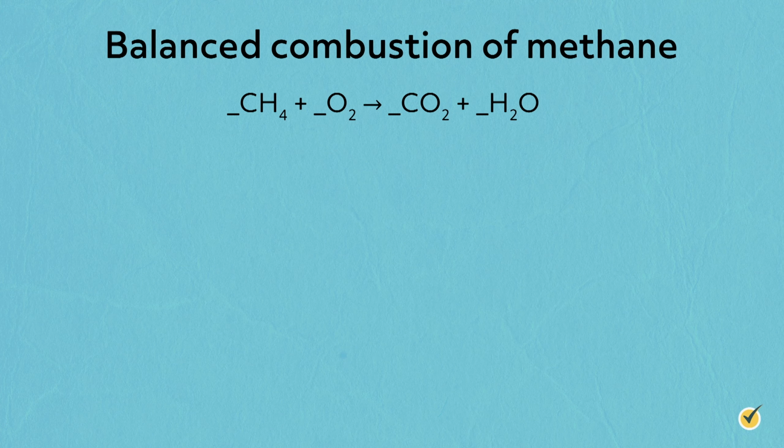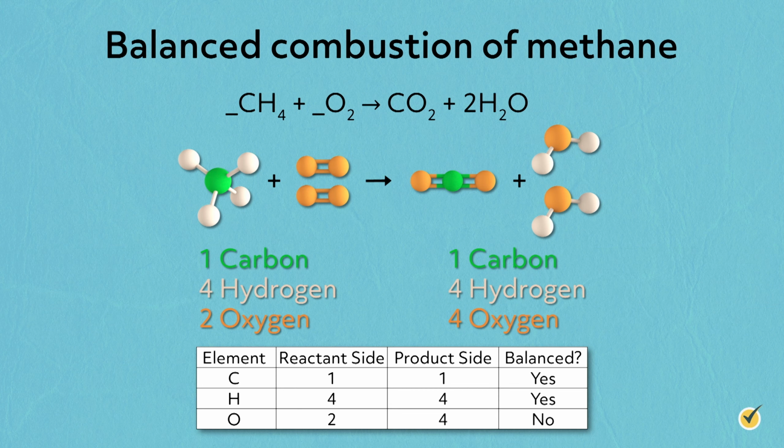For example, if we put a 2 in front of water, this means we have 2 water molecules, or 4 hydrogen and 2 oxygen atoms. Now notice by doubling the water, hydrogen, in addition to carbon, is now balanced. Now to finish, we just need to balance oxygen. We have 2 on the reactant side and 4 on the product side. So by simply adding a second molecule of oxygen to the reactant side, we have ourselves a balanced reaction.